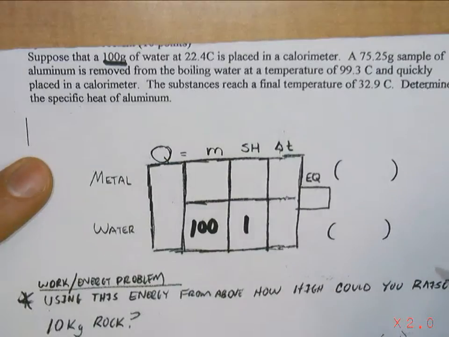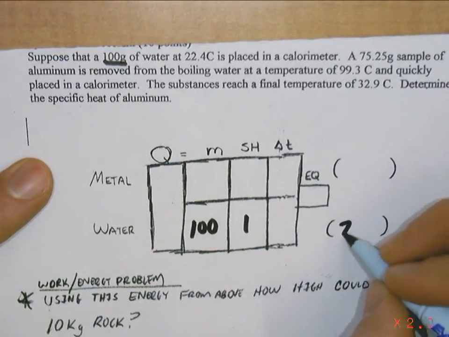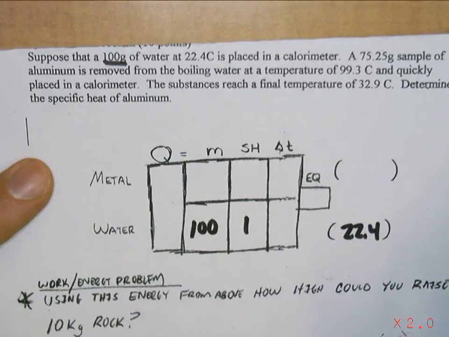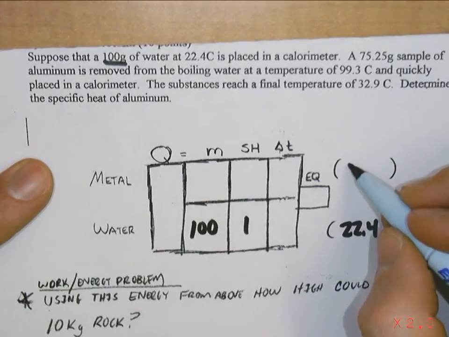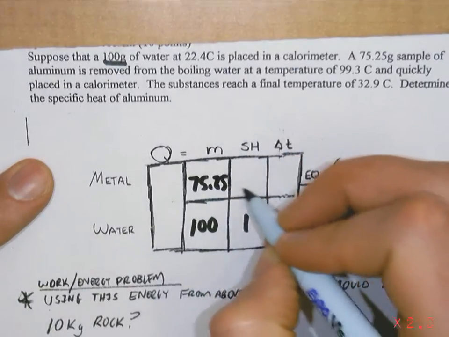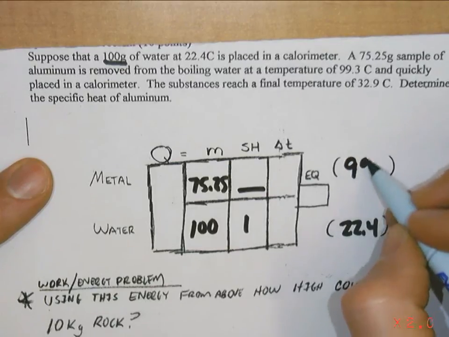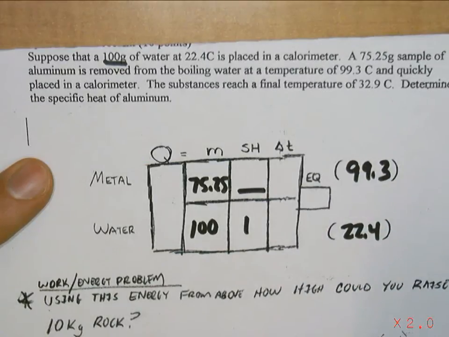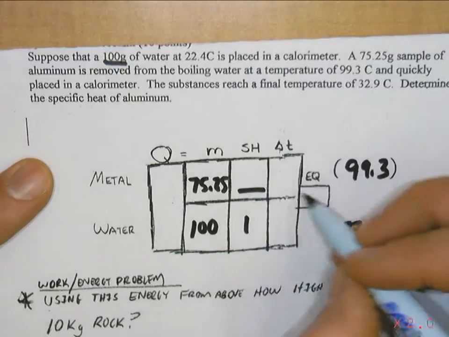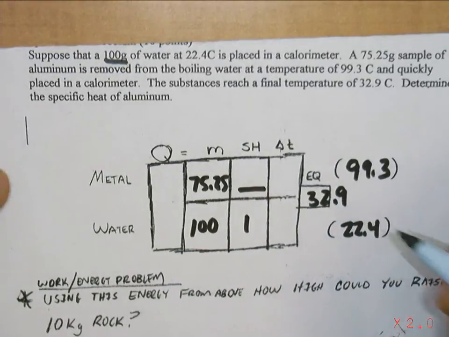You know, water has a specific heat of 1 calorie per gram degree Celsius. And the water starts off at 22.4. Then we have metal, which has a mass of 75.25, trying to find its specific heat. And it starts off with a temperature of 99.3. After a while, they reach the same temperature, thermal equilibrium, 32.9.